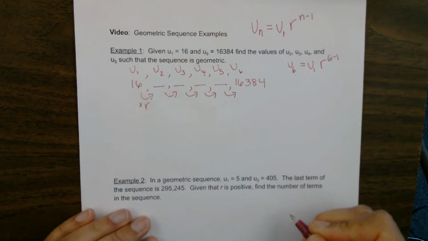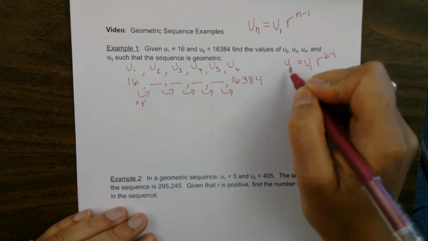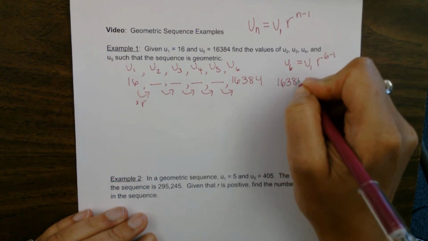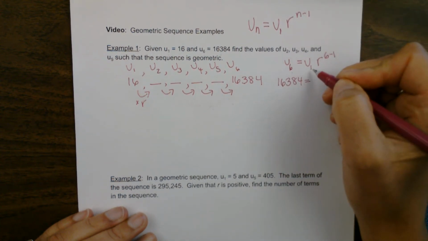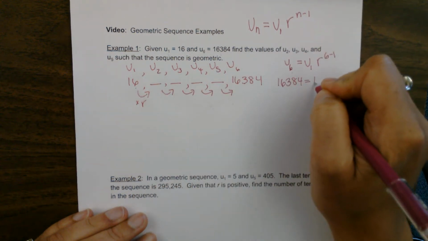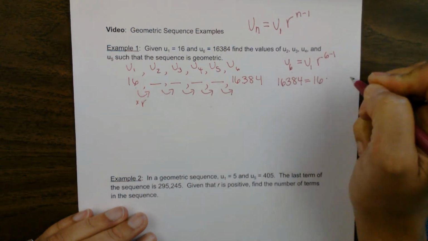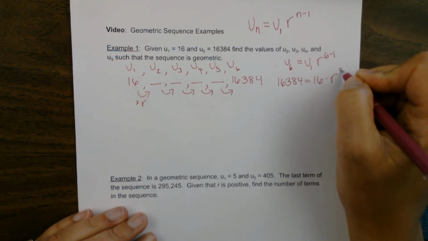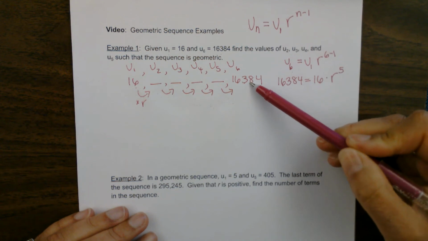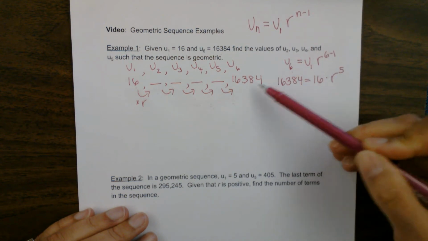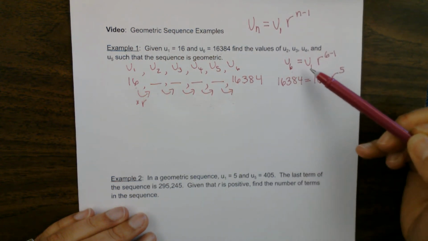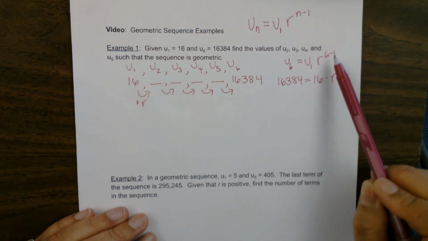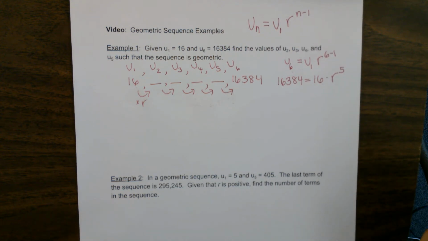Let's substitute our other numbers in. Since I have u sub 6, I'm going to replace it with 16,384. Since I have u sub 1, I'm going to replace it with 16, and remember, this is being multiplied by r. I'm going to subtract 6 minus 1, which is 5. So all I did was substitute the number for u sub 6, substitute the number for u sub 1, and subtract 6 minus 1 to give 5.